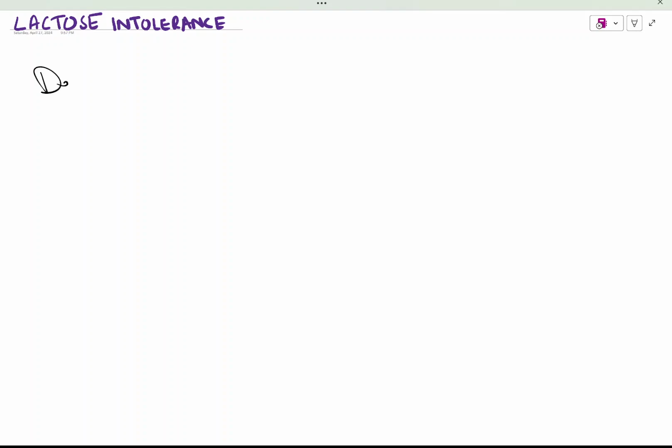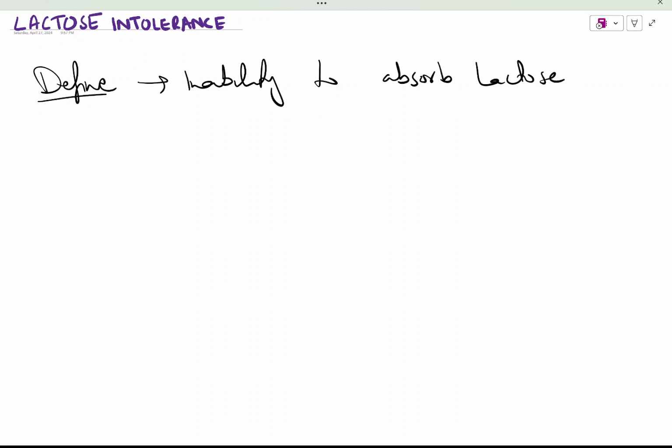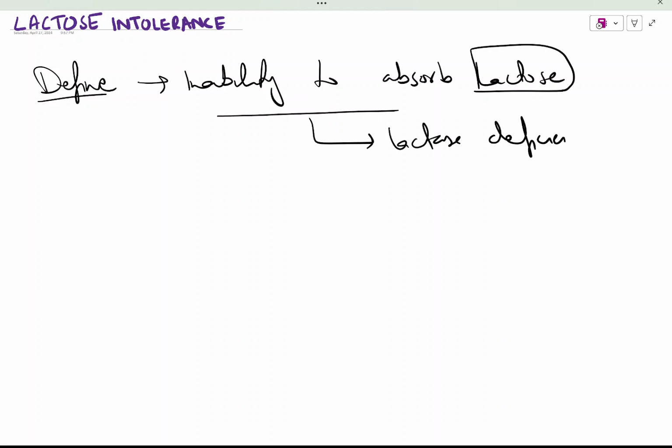So what is the definition? Inability to absorb lactose. Very simple. If a patient is unable to absorb lactose, what is lactose? Lactose is a disaccharide made of glucose and galactose, usually present in milk and milk-based products. Why is a patient unable to absorb lactose? Due to lactase enzyme deficiency. Very easy. So if a patient has lactase enzyme deficiency, the patient comes to you with lactose in his stools. How the patient presents, we are going to discuss in our next clinical feature point.